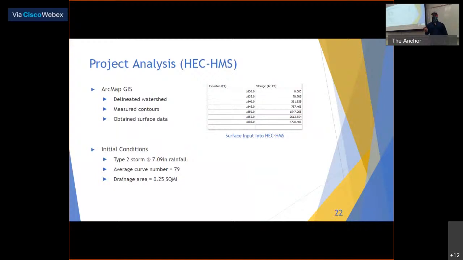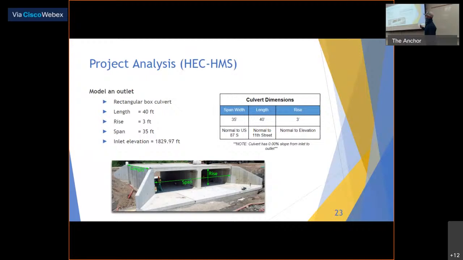The average curve number: there were 5 different soil types, and the number corresponding to the average hydrologic group came out to be 79. And the drainage area of 0.25 square miles was the input in HEC-HMS, but it's the same as 160 acres, just converted to square miles. When we modeled our outlet in HEC-HMS, we modeled it as a rectangular box culvert running the length of the road, 40 feet, with a height of 3 feet, spanning 35 feet, and putting the inlet elevation at the same elevation as the channel previously discussed. But for this option, we're not going to slope the culvert to make it uniform along the road.